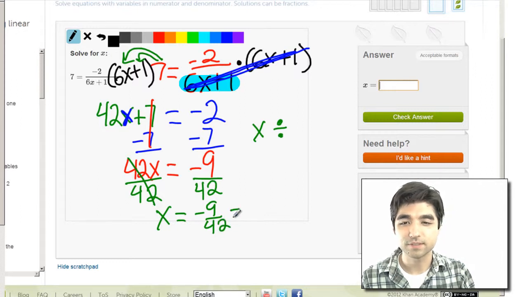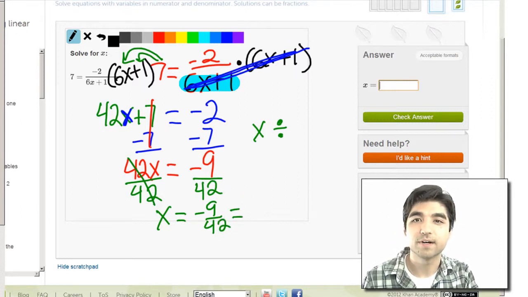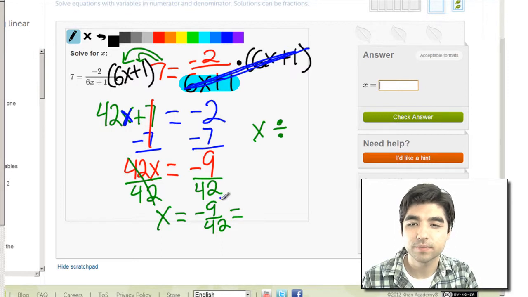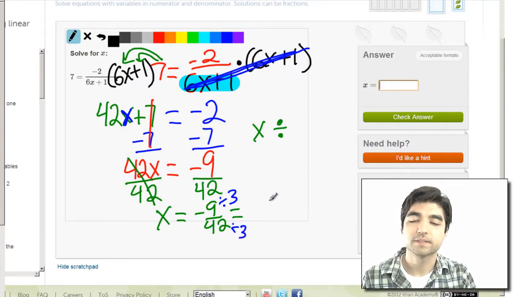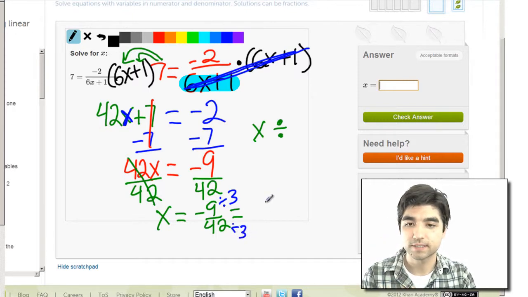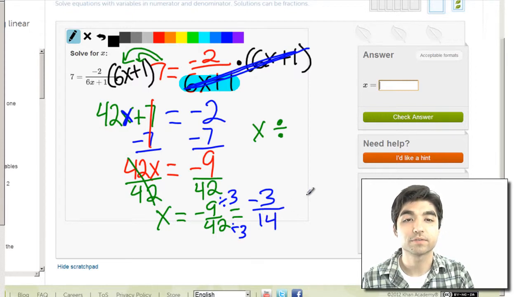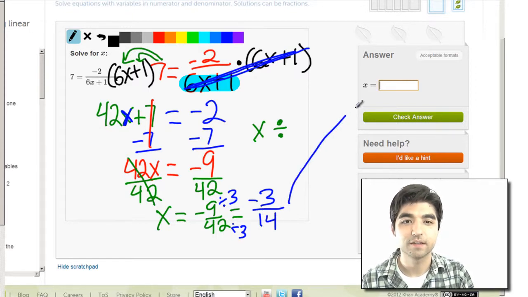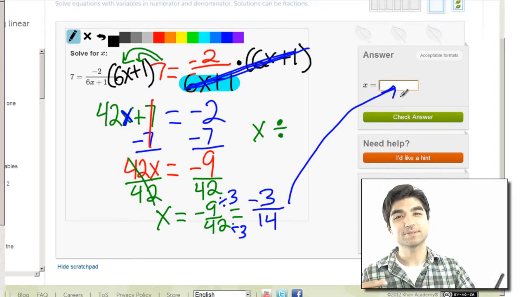The problem is that we can reduce this. So we can divide the top, the numerator, and the denominator by 3. Okay, so 9 divided by 3 is 3, so negative 3. And 42 divided by 3 is 14. Negative 3 over 14. So that would be the final answer we put in the box.